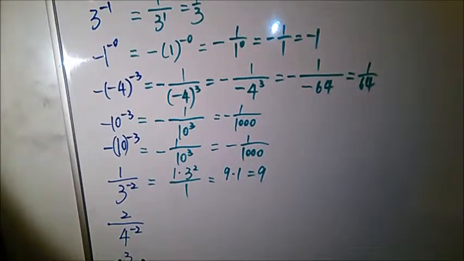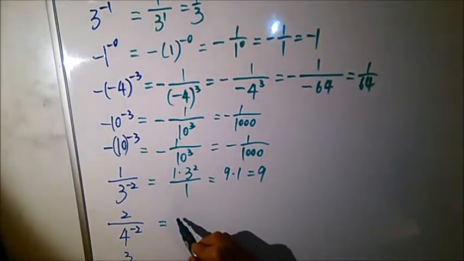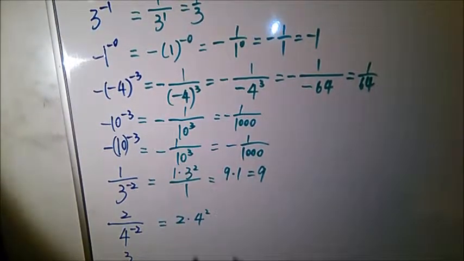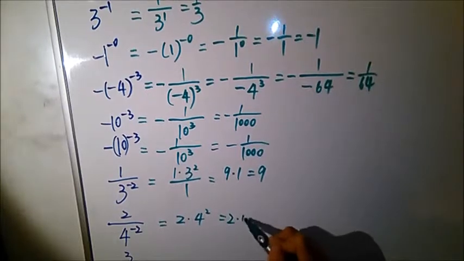Okay, you look at this one. We see that we have a negative power downstairs. Move it upstairs. So we're going to move the 4 upstairs along with the square. So it's going to be 2 times 4 squared. 4 squared is 16. 16 times 2 is 32.